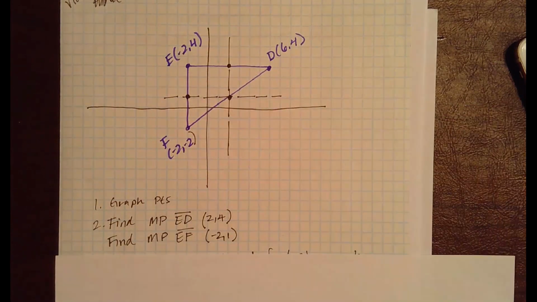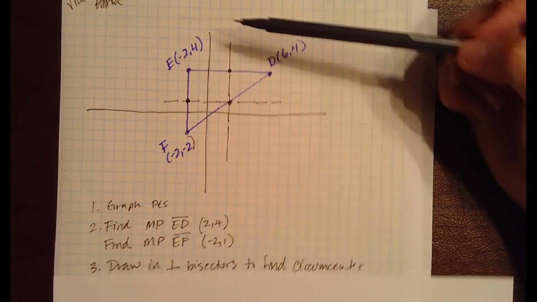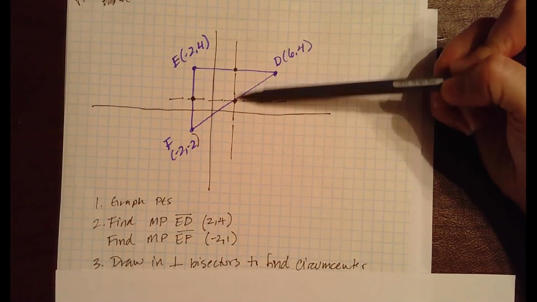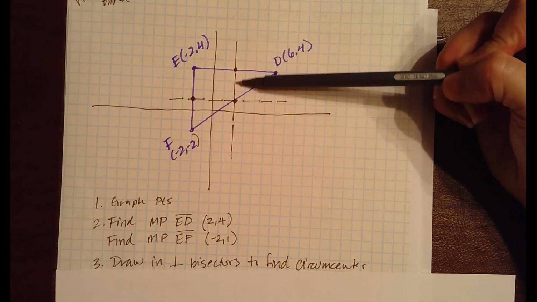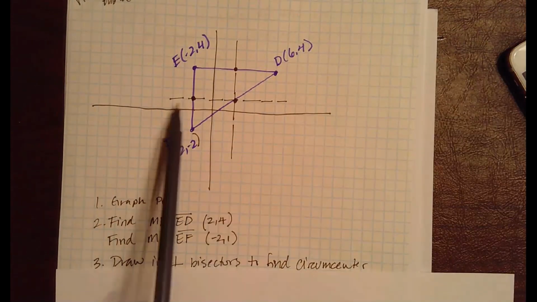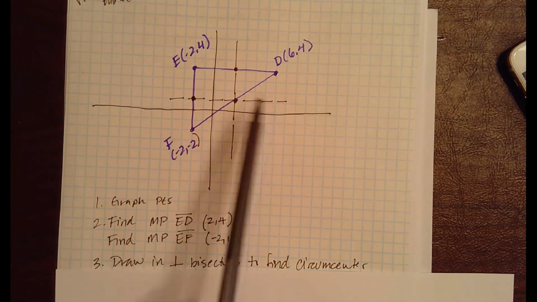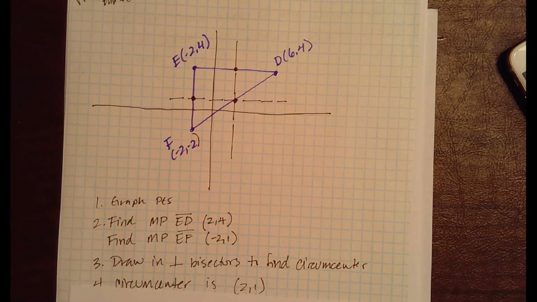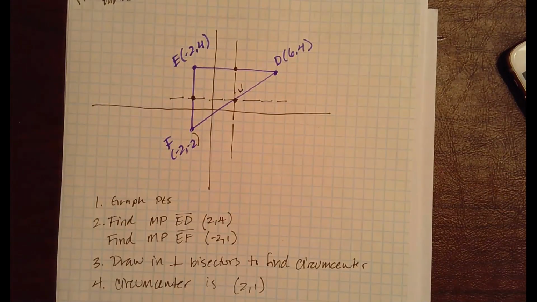So now what I'm going to do is draw in those perpendicular bisectors. So I'm going to connect a line that's perpendicular through this midpoint, so that would be a vertical line. And I'm going to connect through this midpoint here a horizontal line. Where those two intersect, this point right here, is called our circumcenter. And you would label it as (2, 1). That's it. That's all you're going to do.